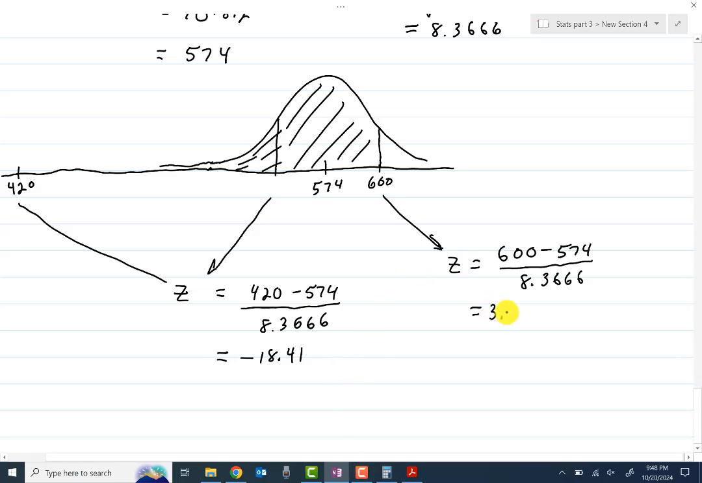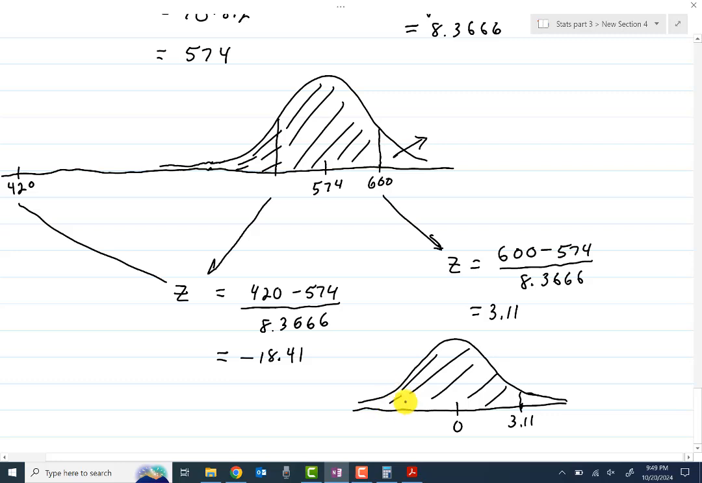Maybe we'll have something to work with over here. Here I get 3.11. That means there is actually going to be area out here, but it's going to be very small. So here's a picture on the standard normal distribution. We have 3.11 way out there. Even that's not going to be much of anything. So we just want that area there. It's essentially shaded all the way off to negative infinity.